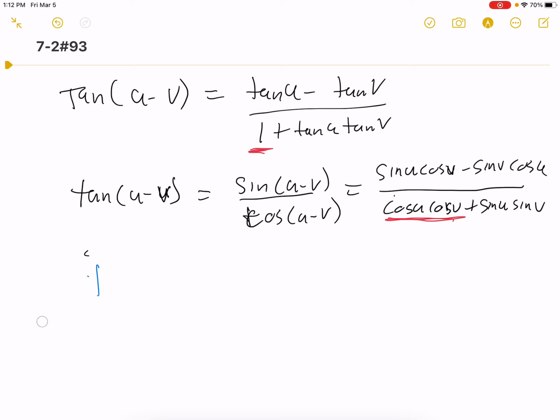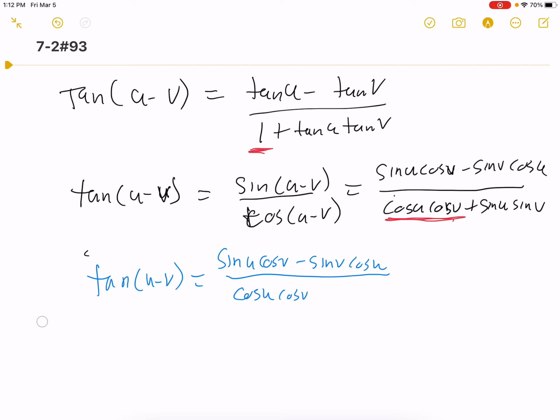I'm going to say, okay, tangent of u minus v is equal to that sine of u cosine of v minus sine of v cosine of u over cosine of u cosine of v plus sine of u sine of v. I'm going to multiply this by 1 over cosine of u cosine of v over 1 over cosine of u cosine of v. So in essence, I'm going to be dividing that term out to make it into a 1. And let's see how it affects everything else.